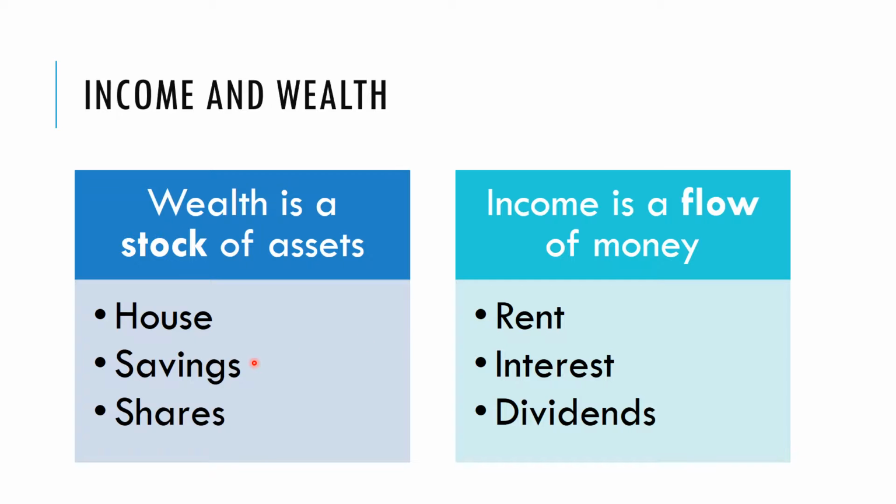Savings, the amount of money you had saved in a bank, would be a stock of money. That would be an asset that you own. But the interest you receive from your savings, again, would be a flow, an income flow coming into you. If you own shares, the shares themselves would be wealth. The value of those shares would be a stock of assets. The dividends, the profits you receive from owning those shares, that would be an income flow coming into you that would increase your wealth.